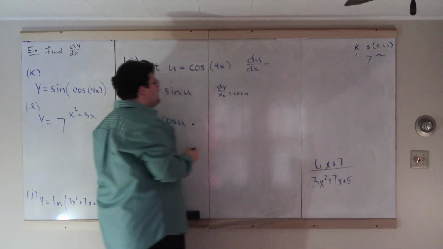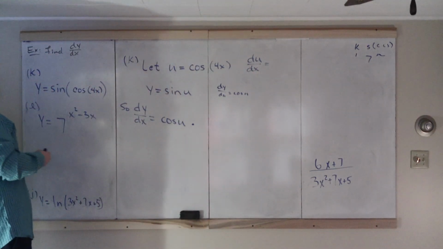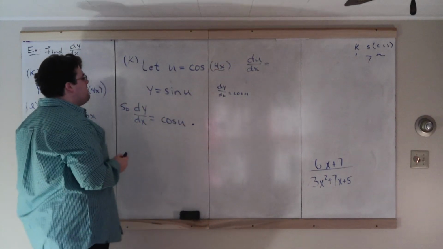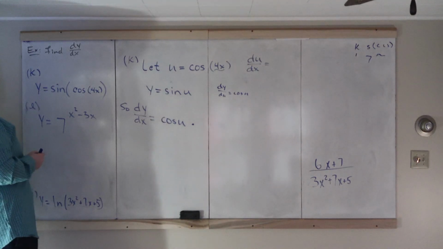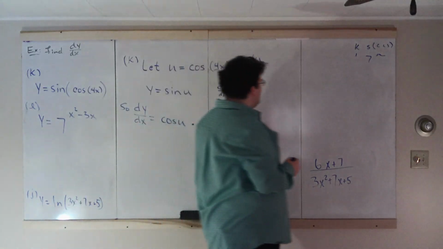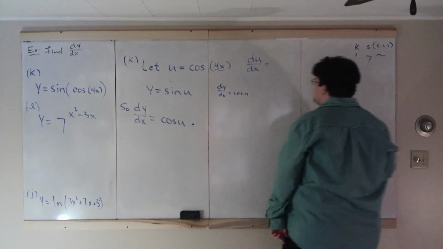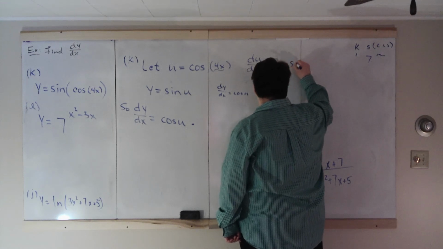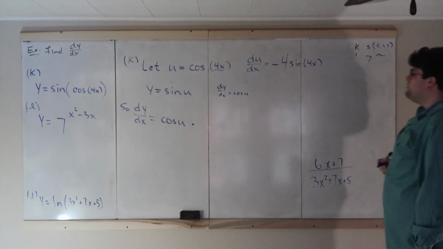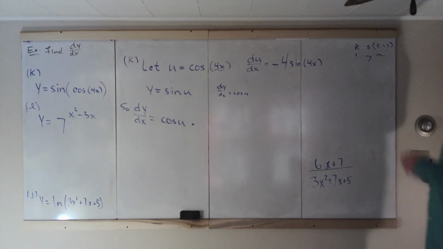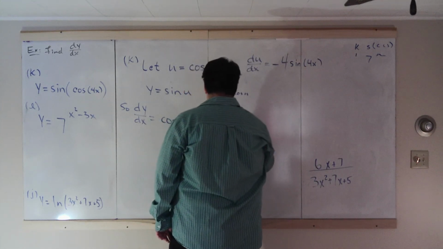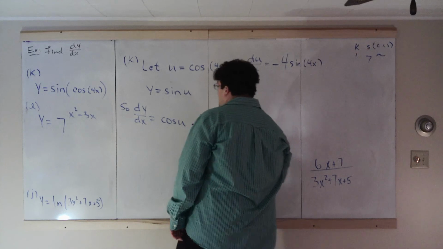What's du dx? Well, to find du dx, we would need another chain rule. Because derivative of cosine of 4x, well, we would need to use a substitution to get rid of that 4x. You can let a different u be 4x here. But derivative of cosine of 4x, well, it's a cosine function. Derivative is a negative sine of 4x times the derivative of 4x, which is 4. So we get negative 4 sine of 4x.